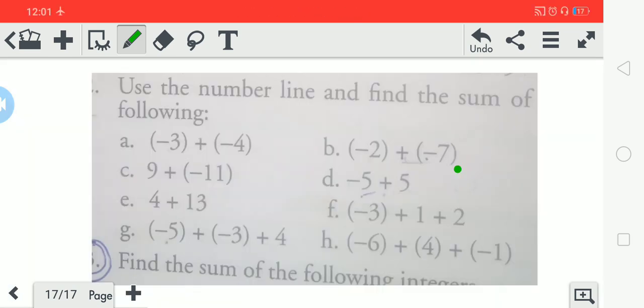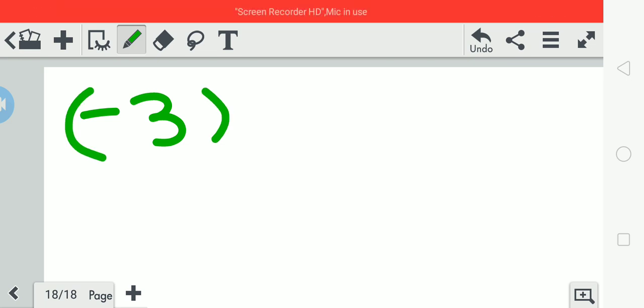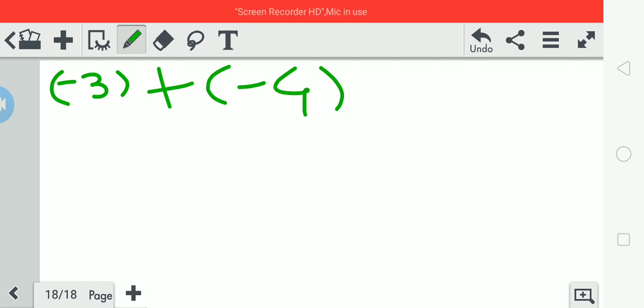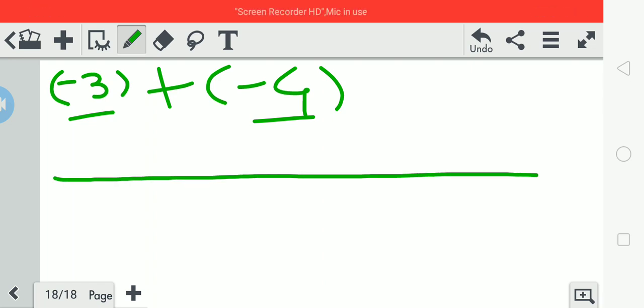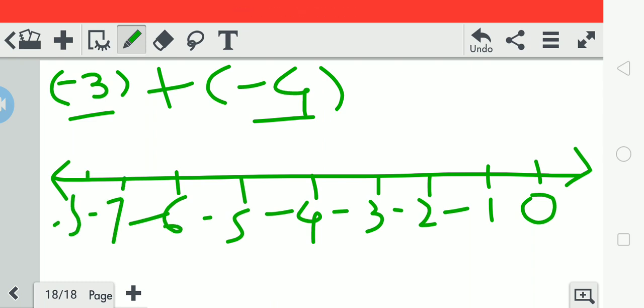Now the first example is minus 3 plus in bracket minus 4. Yes, this is our question. Now see here, both numbers are negative. 3 is also a negative integer and 4 is also a negative integer. So both times we have to take left moves, right? So draw one number line. Here no need to go to the right side. So 0, minus 1, minus 2, minus 3, minus 4, minus 5, minus 6, minus 7, minus 8.